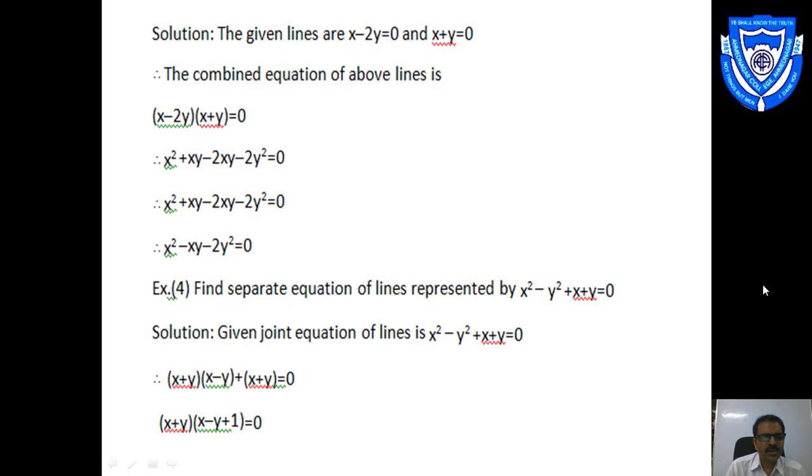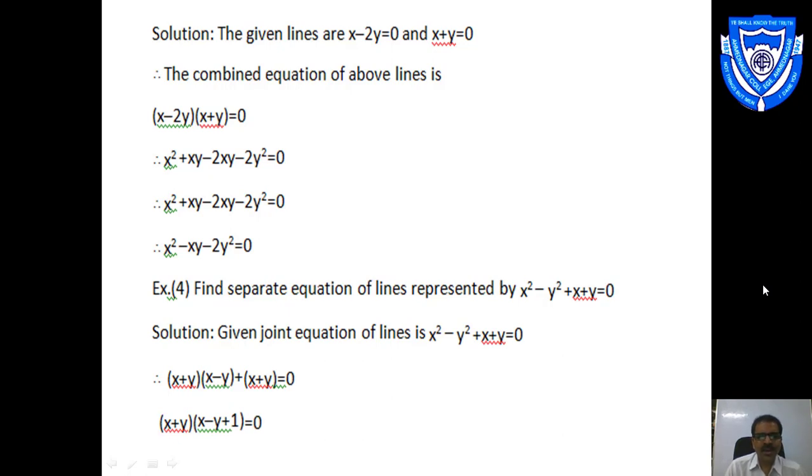Rearrange the terms. I think there are two like terms including the variables x into y, plus xy and minus 2xy. You can work out the subtraction between them: plus xy minus 2xy is minus xy, and that's why the simplified joint equation is x square minus xy minus 2y square is equal to 0. No more simplification is possible. So this is the final combined equation of the given two separate lines.